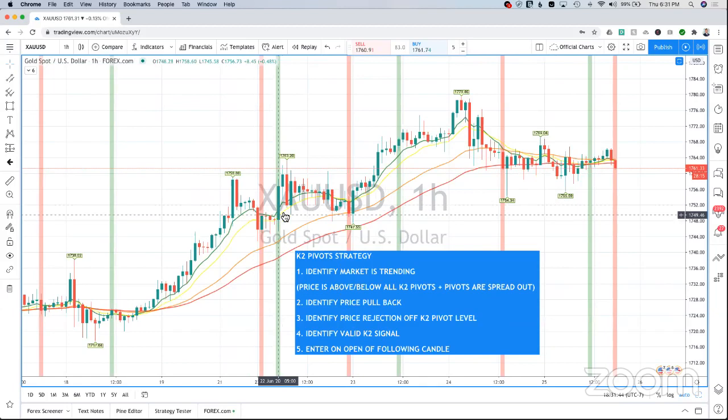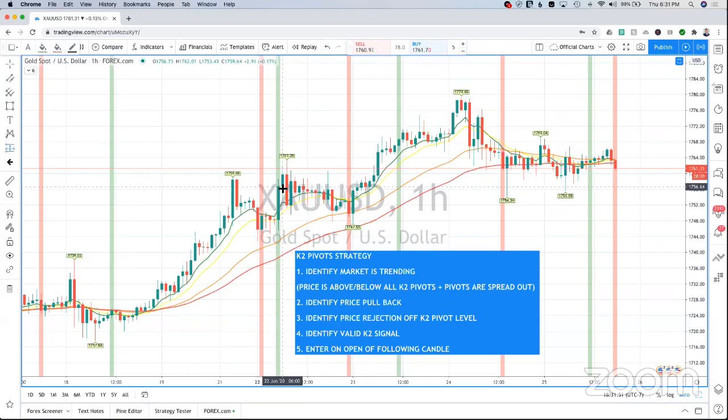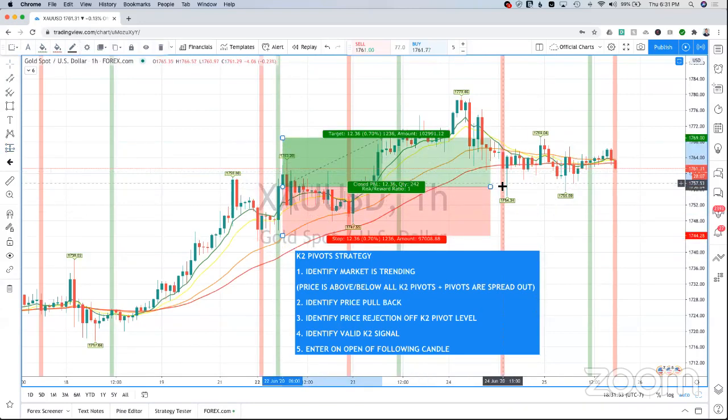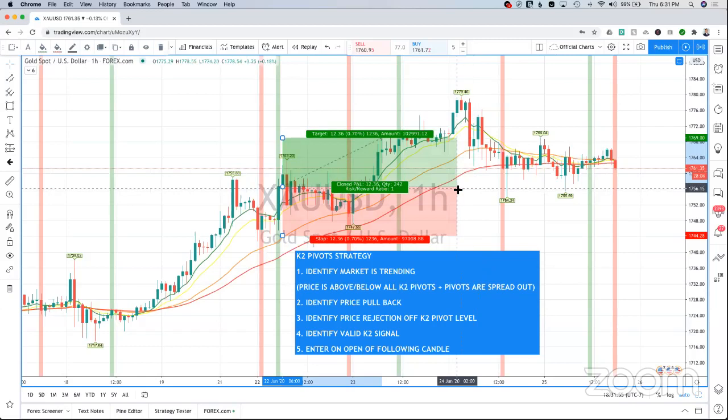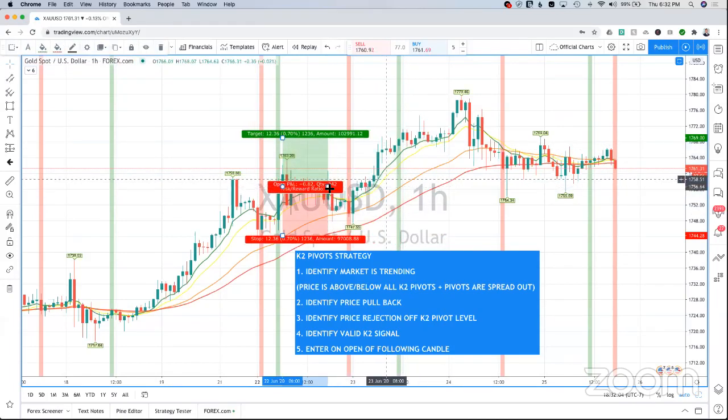You have a valid K2 buy signal right here. After that, you enter on the open of the following candle right there. And there you go. Winner for 1,236 pips. Or actually, this is gold, so this is 123 pips. Yeah, not bad at all. So that's a winner right there.